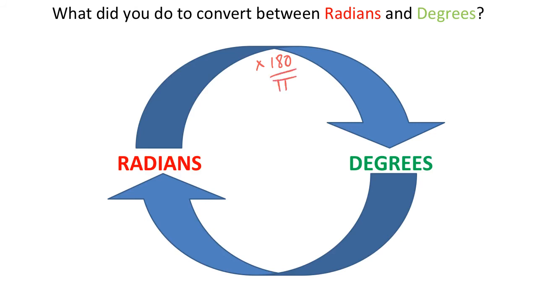And then if we're going the other way, if you're going from degrees into radians, then you're going to multiply by pi over 180 for the same kind of logic. So the degrees are going to cancel out on the top and the bottom, and you'll be left with an answer that includes pi, which is nice.